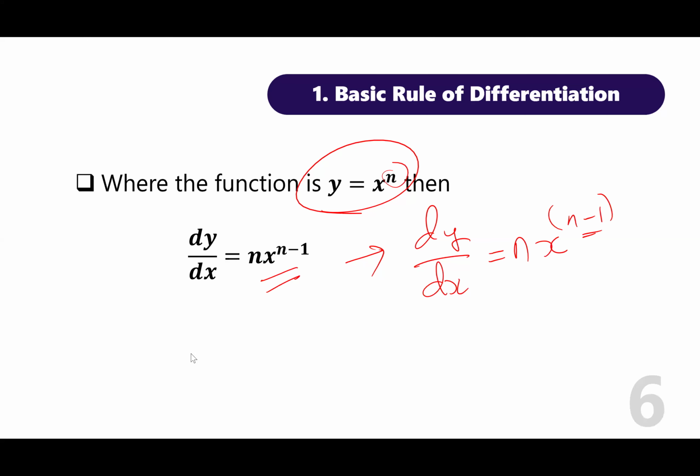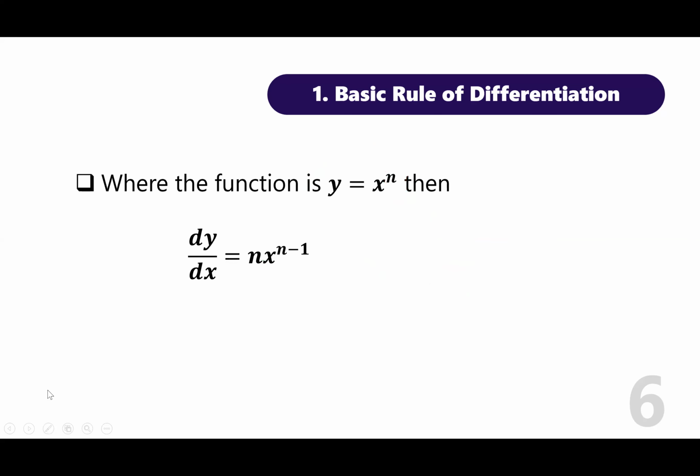And that's the first thing you're going to write in our books. Basic rule of differentiation. Y is equal to x to the power n. If that's the function, then dy dx is equal to nx to the n minus 1. And this one, we call it the first derivative.